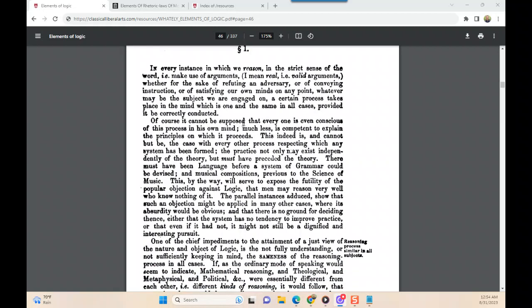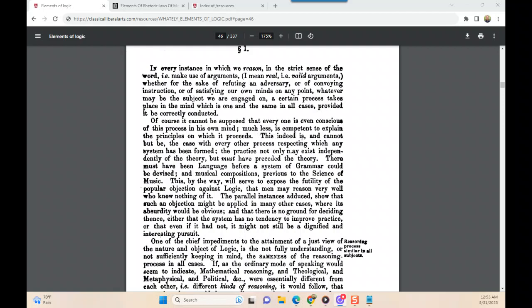Of course, it cannot be supposed that everyone is even conscious of this process in his own mind, much less is competent to explain the principles on which it proceeds. So, though we can say that this process of reasoning is true for every person and on every subject, that doesn't mean that everyone understands or is conscious of that process. We have to actually study the science of reasoning in order to become conscious of that process and make sure we follow it. When we are thinking through an issue or discussing a topic, we've got to become conscious through the study of the science and then always hold ourselves and others accountable to that science.